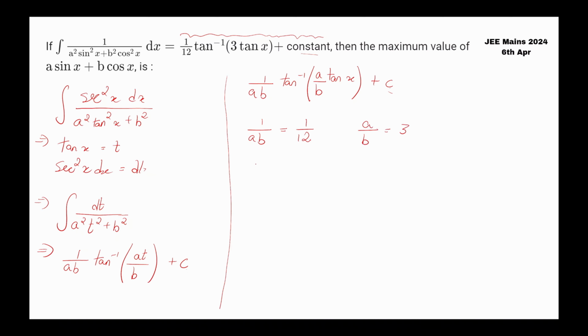So from here, what is the value that we are getting of A square? A square would become 36 and B square would become 4. So this is what we are getting.